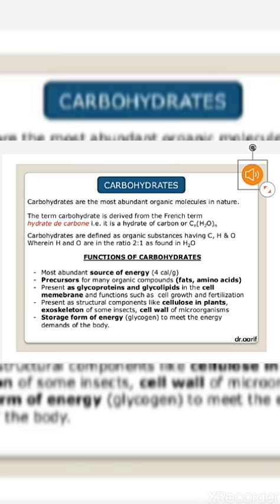They have the general formula CnH2nOn. In general, it is said that in carbohydrates, the ratio of carbon, hydrogen and oxygen is 1 is to 2 is to 1. Some examples we have are C6H12O6 and C5H10O5. Their ratio of carbon, hydrogen, oxygen is in the 1 is to 2 is to 1 form.